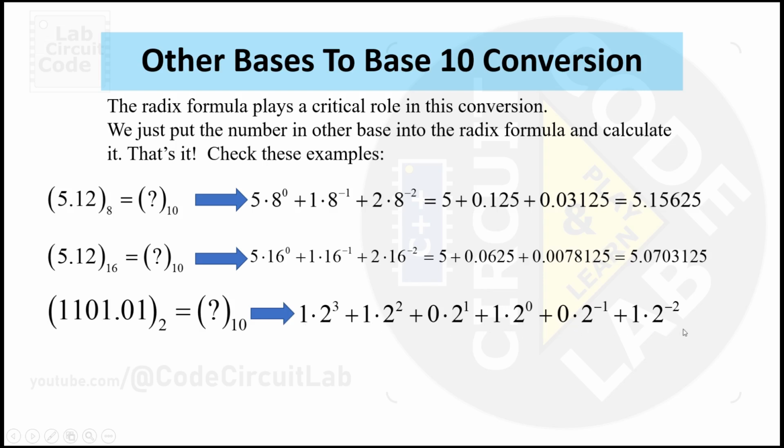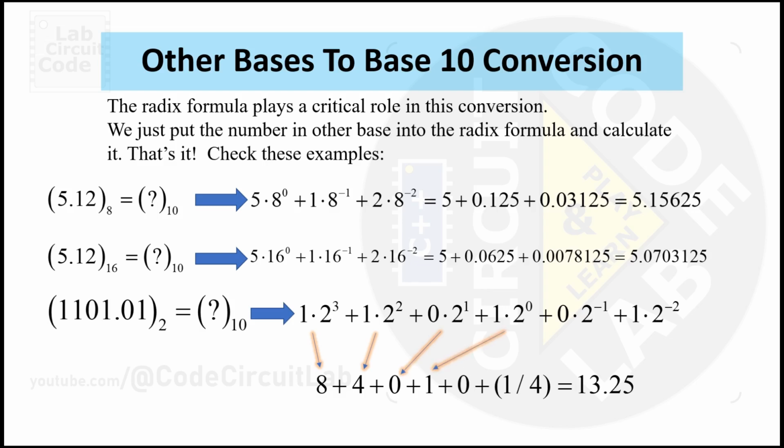Writing the radix formula of binary, we get 8 plus 4 plus 0 plus 1 as the integer part, and for the fractional part we get 0 plus 1/4, which gives 13.25 in base 10.